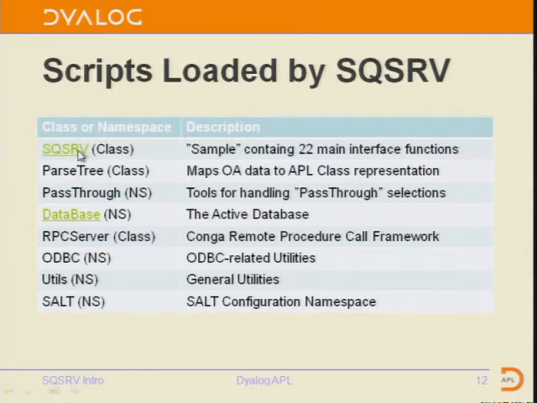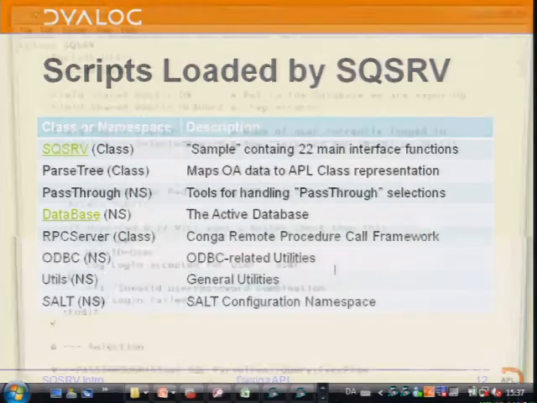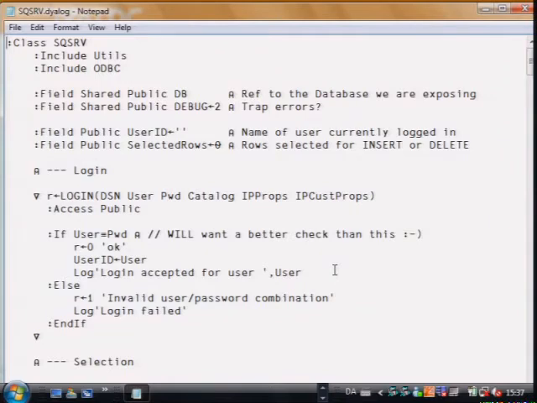There's the SQSRV class, which contains these 22 functions that we're going to look at in more detail in a moment. So for example, the first one that comes up here is login. So when there's a login on the client side, you get a call to this. You have to have a function called login, and it receives the dataset name, data source name, user ID, password, the catalog that they want to connect to, and then some configurable parameters in the driver where they could provide more information about what kind of service they want.